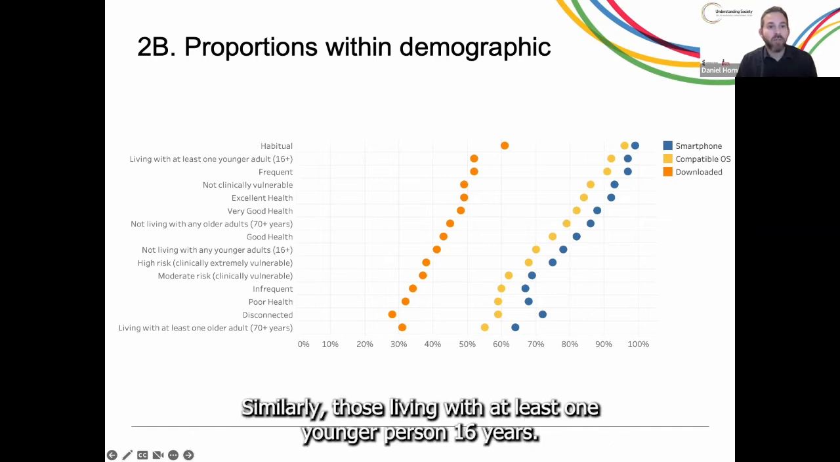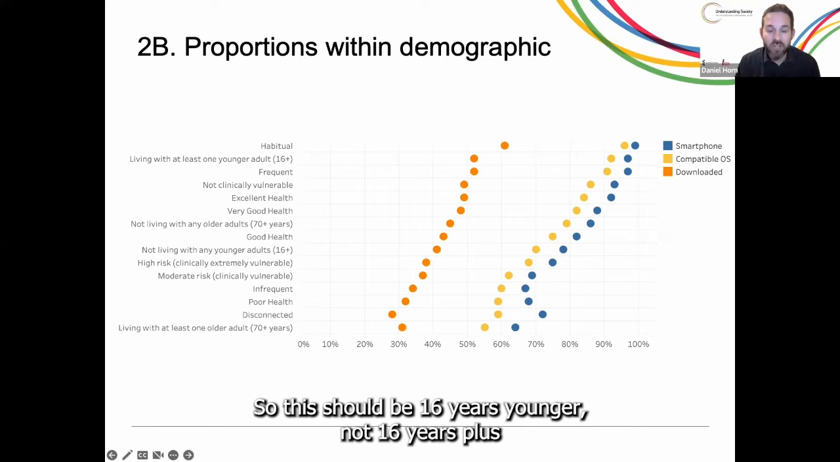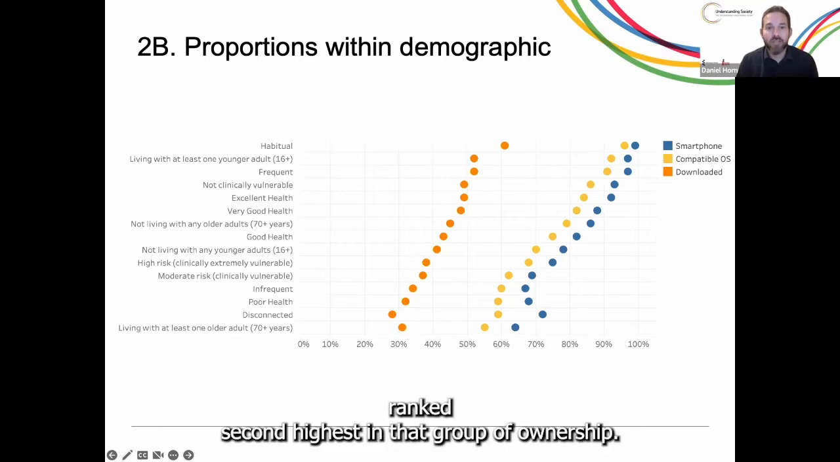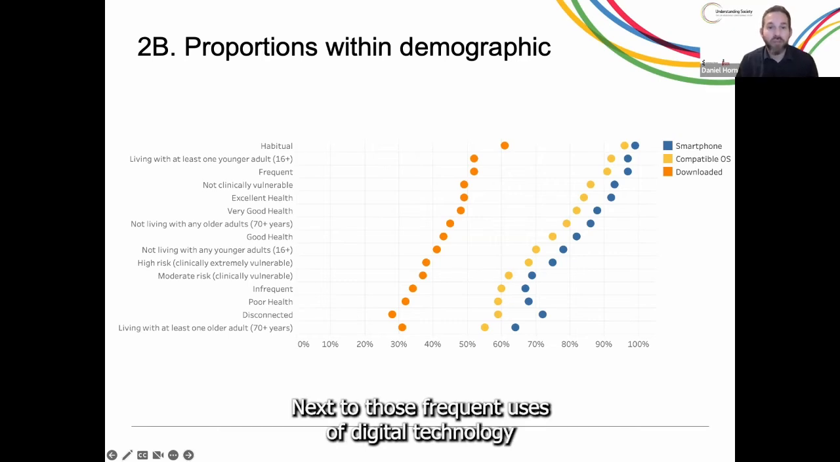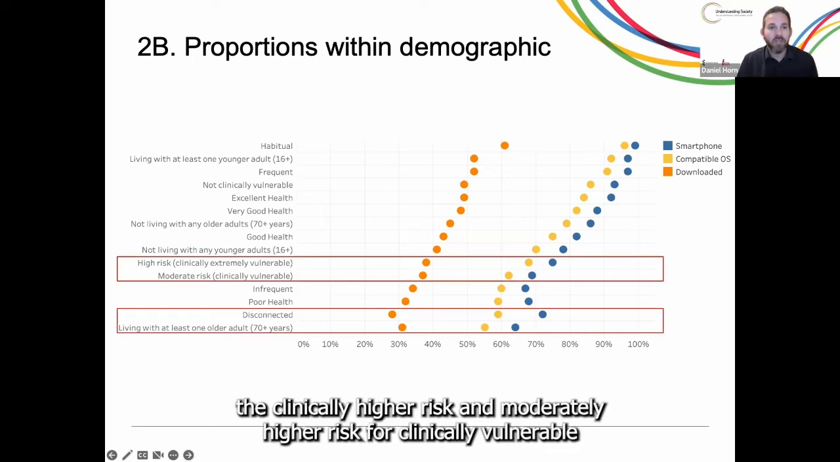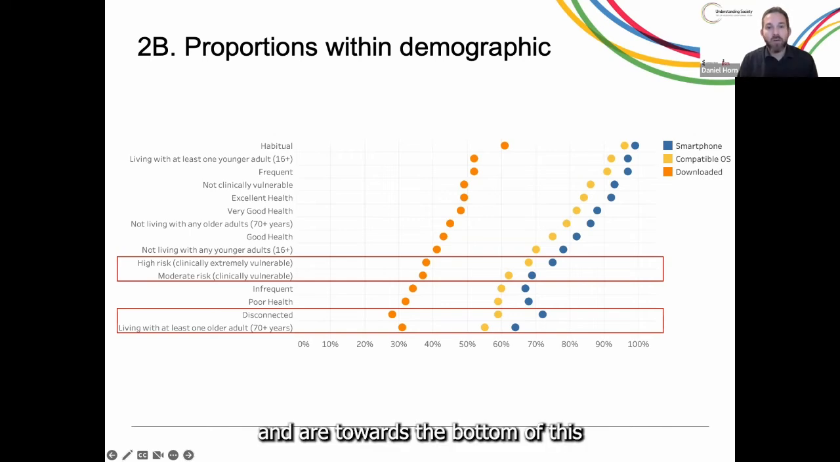Similarly, those living with at least one younger person, 16 years and younger, ranked second highest in that group of ownership, next to those frequent users of digital technology. Concerning about this is that the clinically high risk and moderately high risk for clinically vulnerable are towards the bottom of this quote unquote league table.